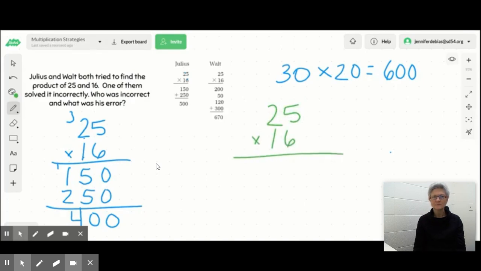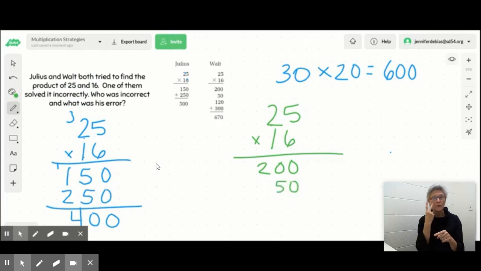Okay, so he started with 20, right? The 20 from 25, because we broke that into 2 tens, 5 ones. 20 times, he did 10, right? From the 1 ten in 16, 6 ones. So 20 times 10 is 200. Okay. Now we're going to do 5 ones times 10. So 5 times 10 is 50. Okay, so far so good.